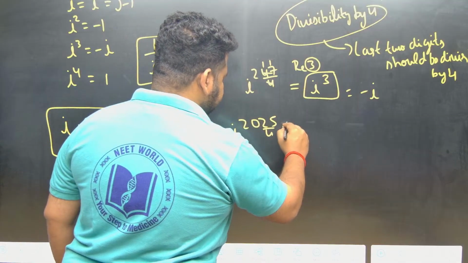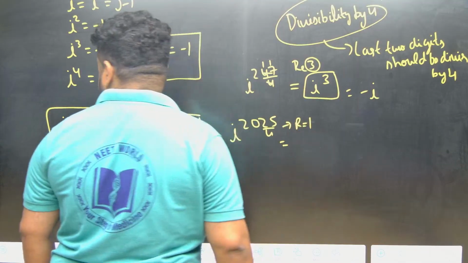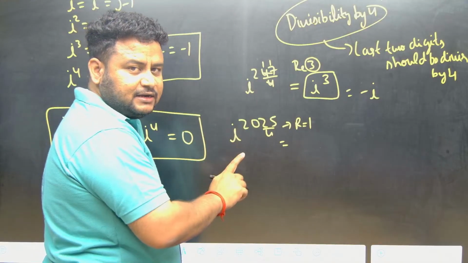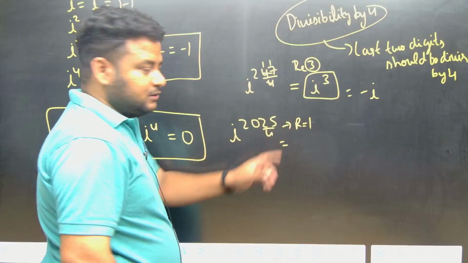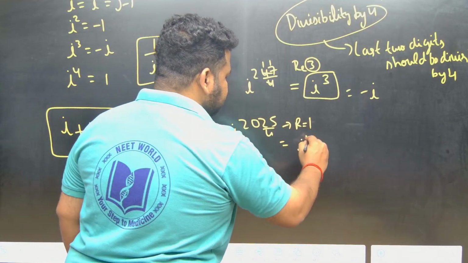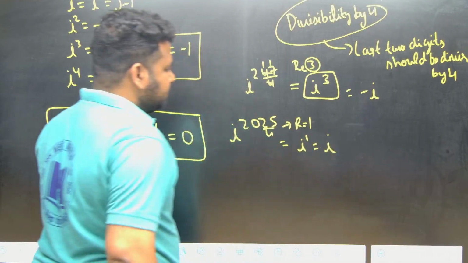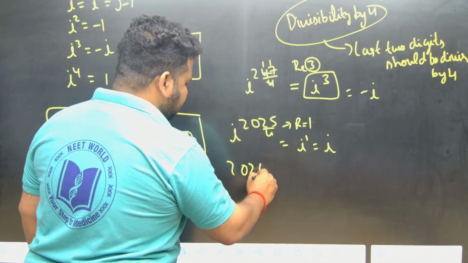I am talking about the remainder, not the quotient. Please be careful here. Only the remainder you have to focus on. Here the remainder is 1. So this will become I power 1, which is I itself.